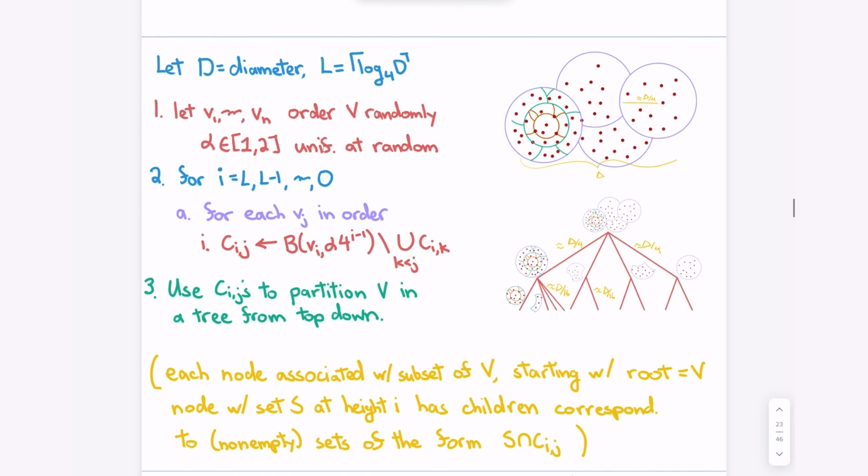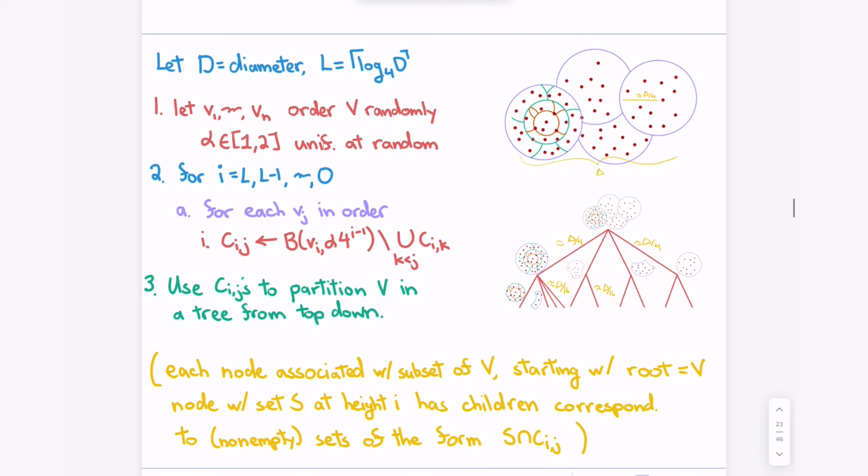Okay, so that's the high level algorithm. Here it is more precisely. I didn't do it perfectly, so I'll explain what I left out. You order the vertices once, uniformly at random at the beginning. It'll still kind of work if you reorder the whole time, but we're going to fix it.